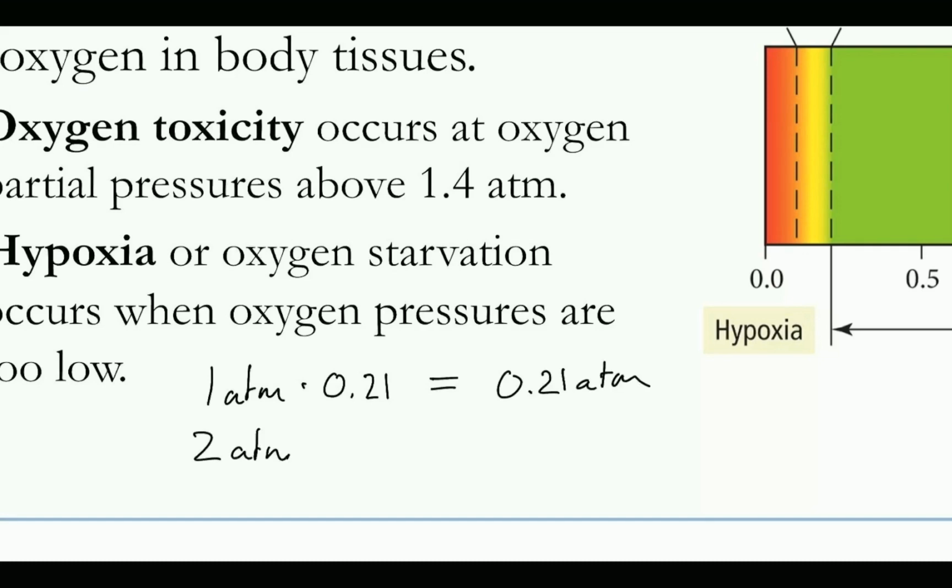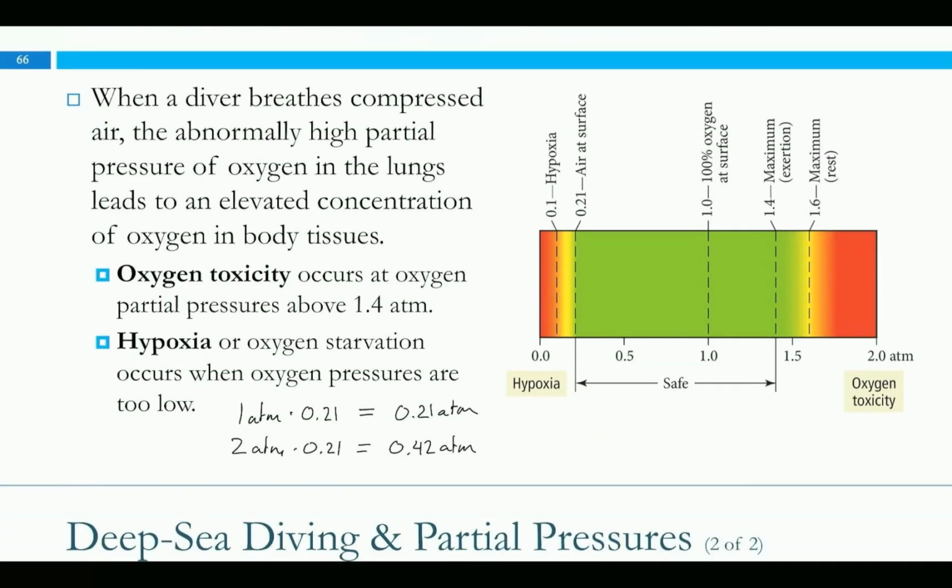But if you go up to 2 atmospheres times 0.21, now that's 0.42 atmospheres of oxygen. And then if we go up to 4 atmospheres, that'd be 0.8, which would be equivalent to 100% oxygen at the surface. And the deeper you go, the higher the partial pressure of oxygen would rise if you were just using regular air from the surface. Not to mention the other gases that can cause problems.